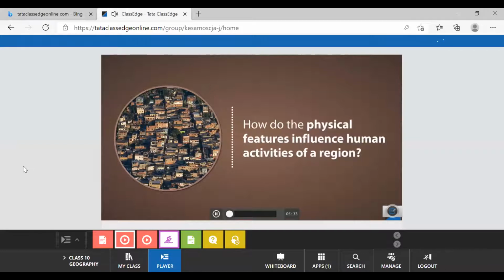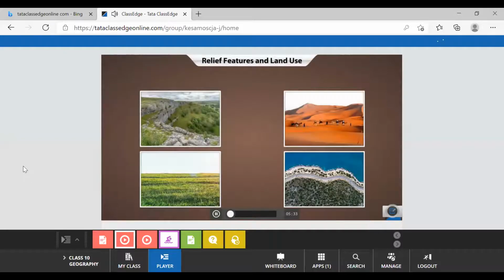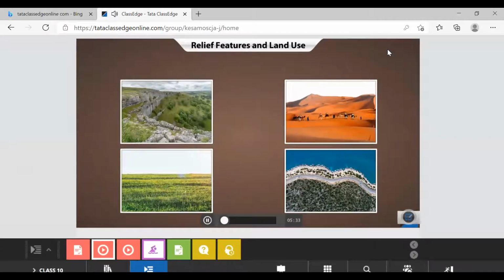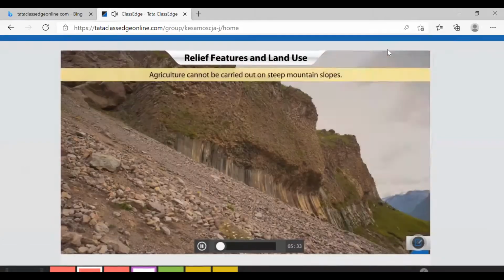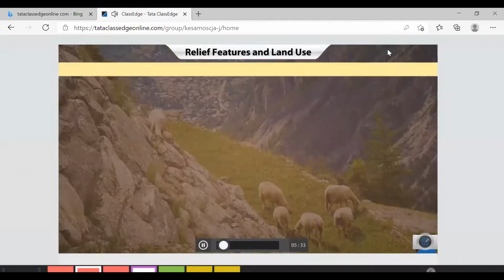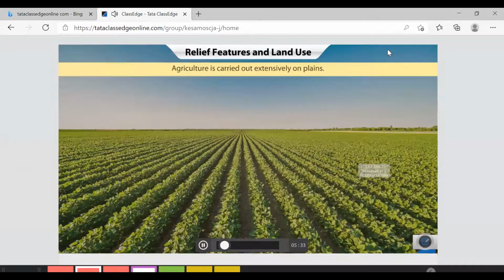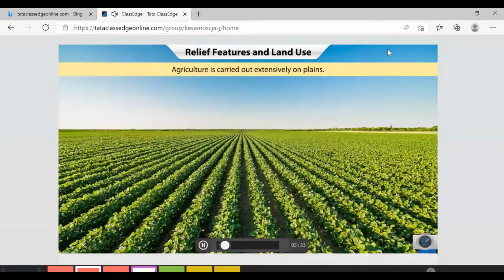Do the physical features influence human activities of a region? The relief features of a region determine the land use and human activities in that particular region. For example, agriculture cannot be carried out on steep mountain slopes. However, such slopes can be used as grazing land. Whereas agriculture is carried out extensively on plains.